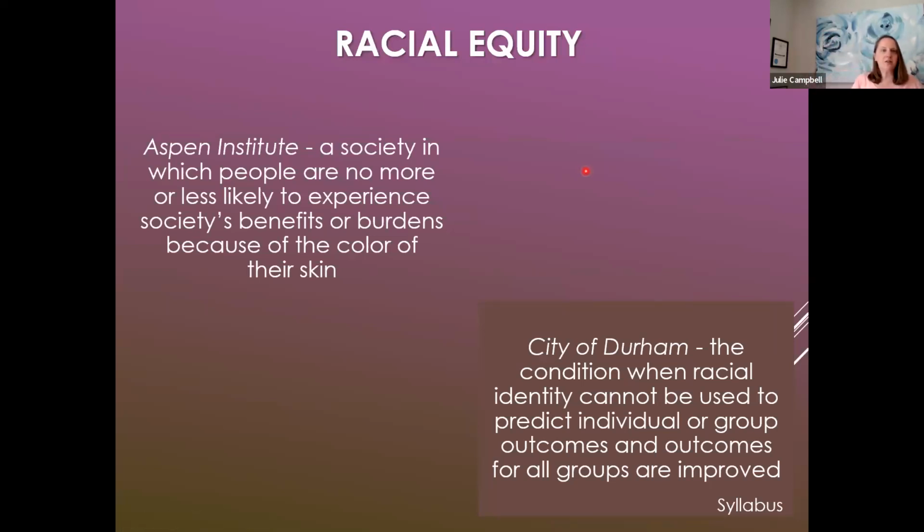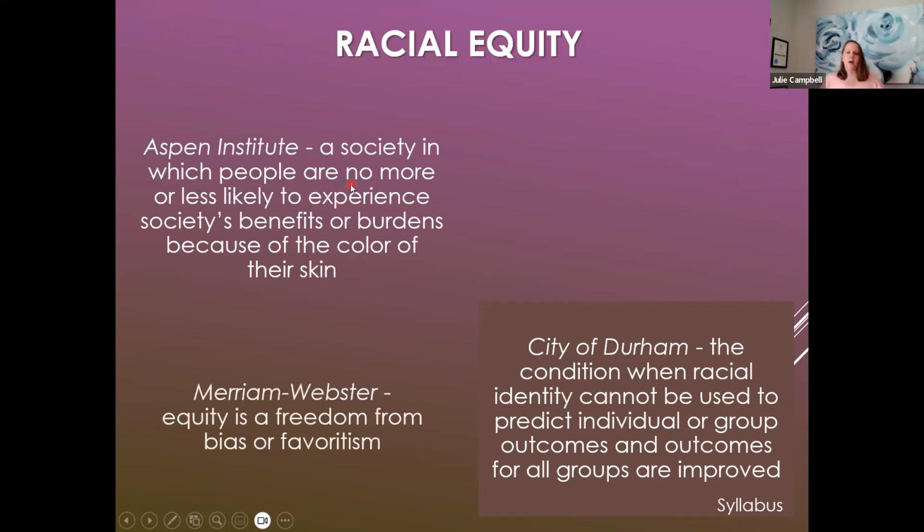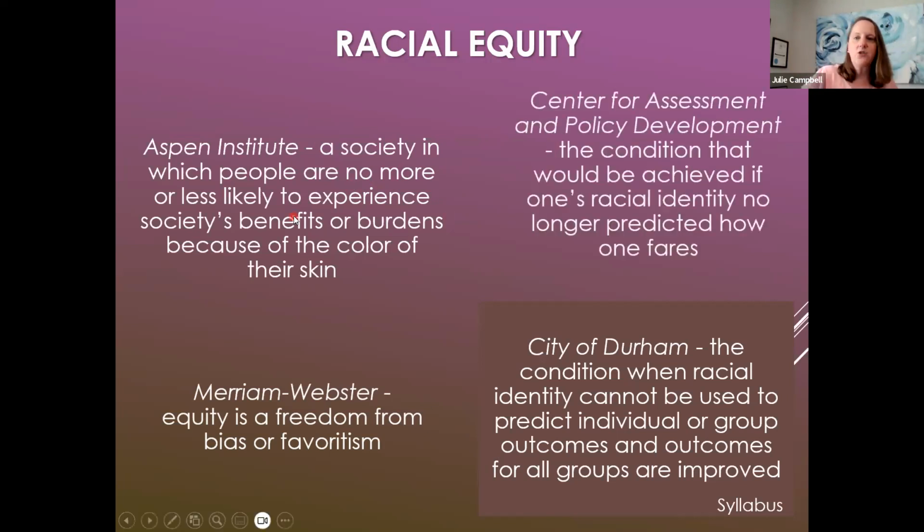The City of Durham has weighed in on racial equity. They say it is the condition when racial identity cannot be used to predict individual or group outcomes, and outcomes for all groups are improved. Merriam-Webster's definition has weighed in too. They say racial equity is freedom from bias or favoritism. And then the last source we have is the Center for the Assessment and Policy Development. It says it is the condition that would be achieved if one's racial identity no longer predicted how one fares.